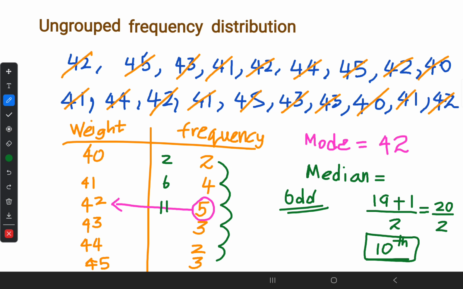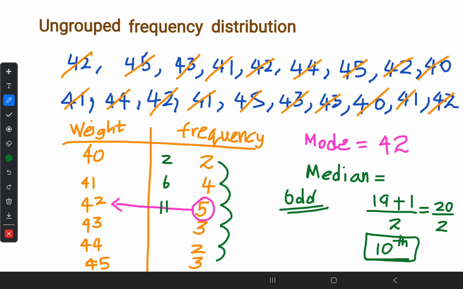To find the median, get the summation of all the frequencies. If that is an odd number, add 1 to it and divide by 2. That will give you the place of the median value. It is the place of the median value, not that the 10 is directly the median. This will give you the idea where our median is located.